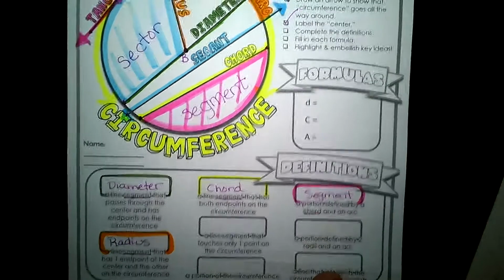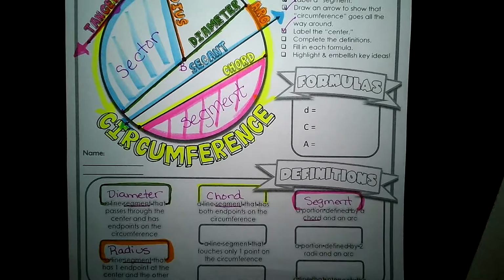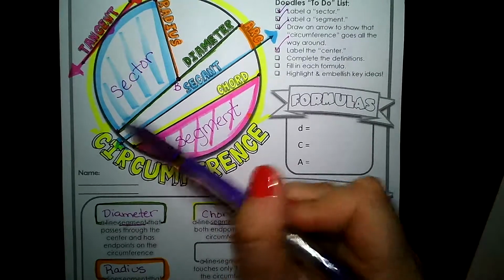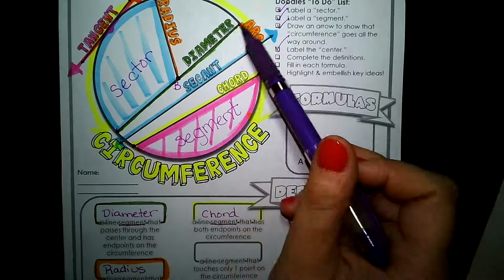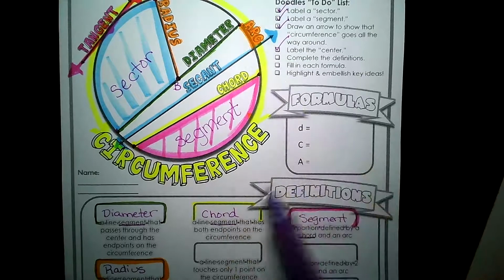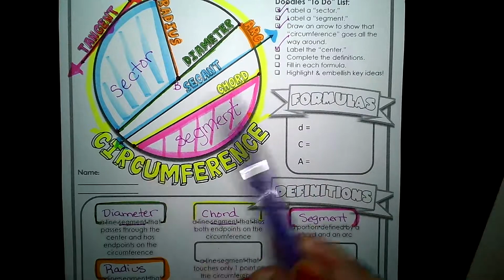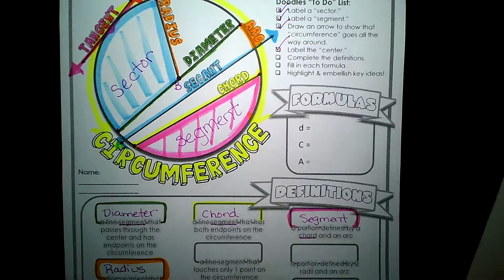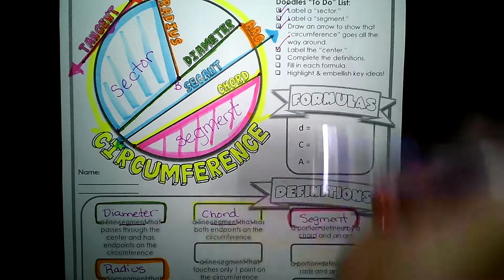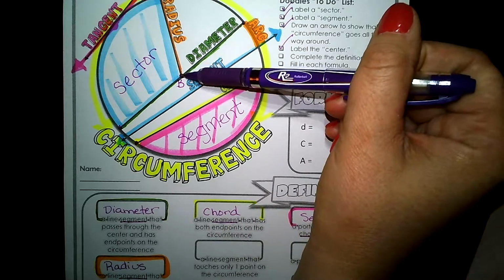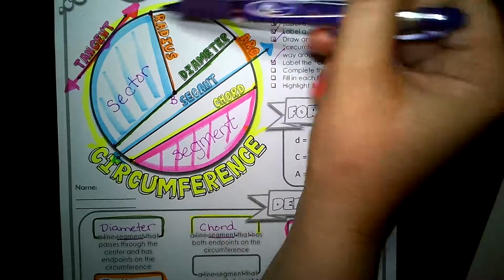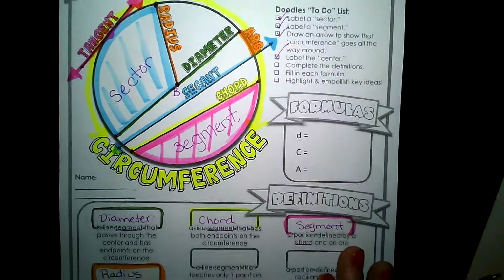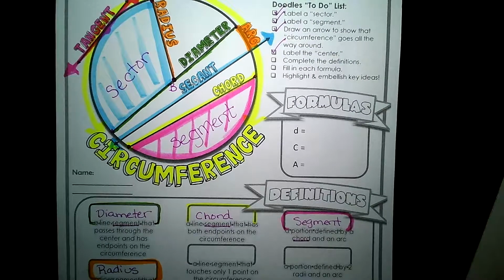Right, so I think we've got all of our segments done now. The first one we mentioned was the diameter, which goes through the center and connects on the circumference. Then we talked about the chord. It connects on the circumference of the circle, but does not go through the center. And now we've talked about the radius, which has one endpoint at the center and the second endpoint on the circumference of the circle. All right, let's see if we missed anything else here.